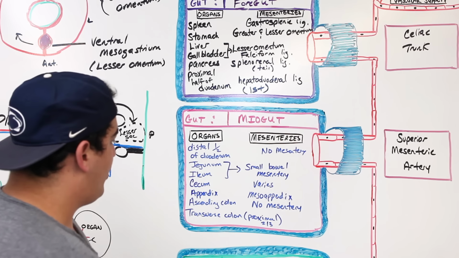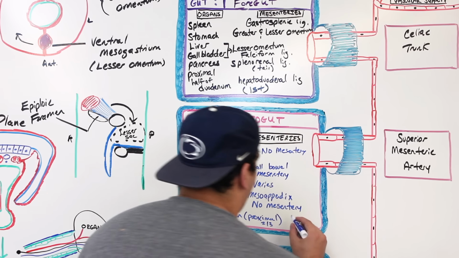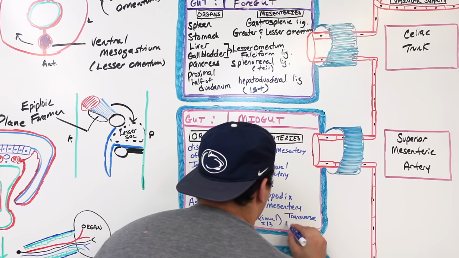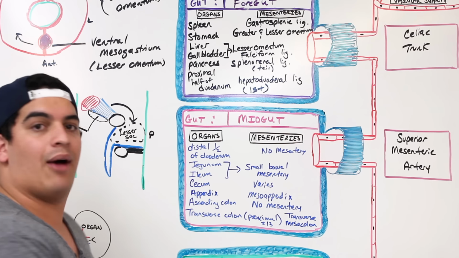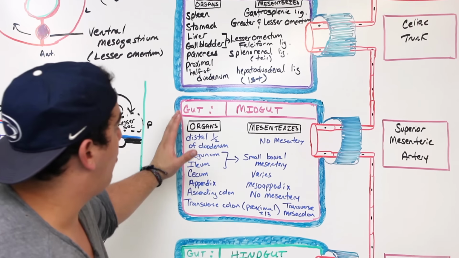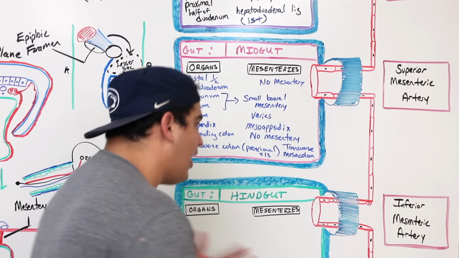Okay, transverse colon, proximal 2/3. Yes, it's actually called the transverse mesocolon. Okay, so pretty simple there for that one, right? Okay, sweet deal. So now we covered foregut, midgut. Now we go on to this last sucker right here, which is called the hindgut.